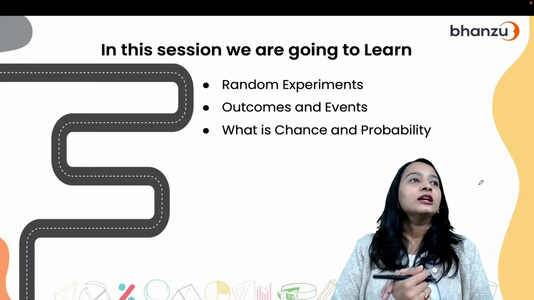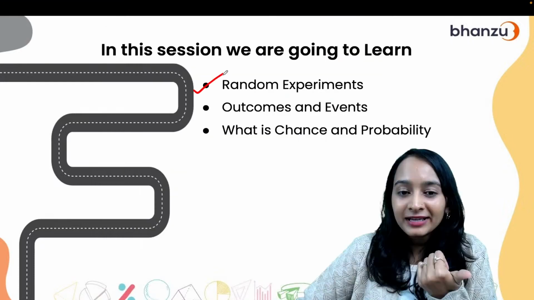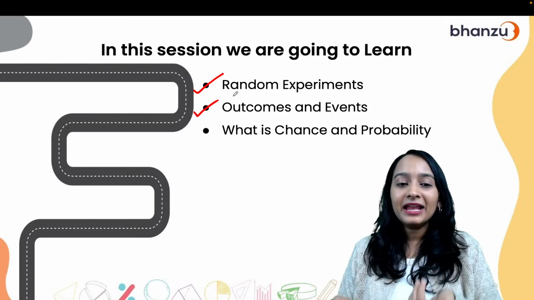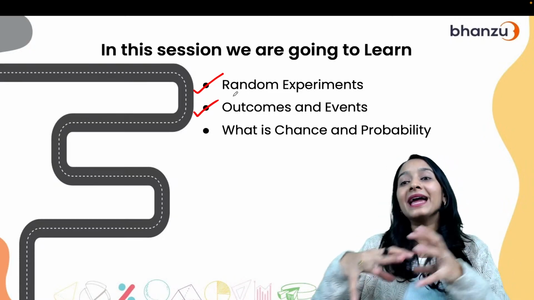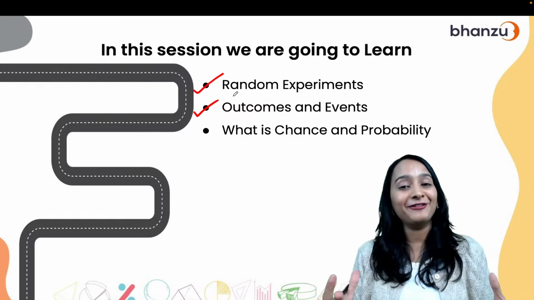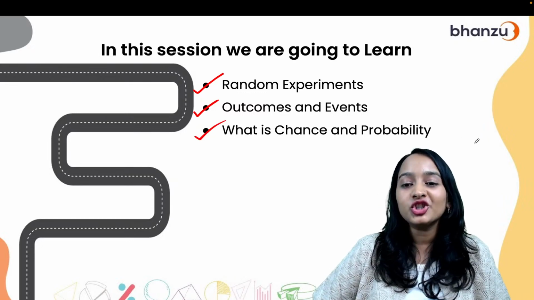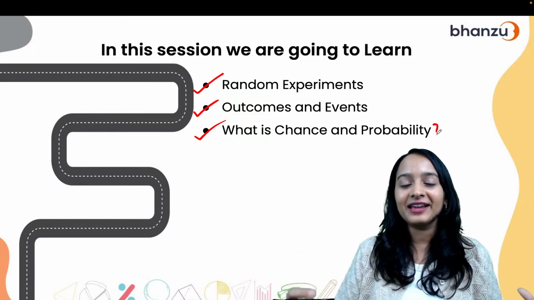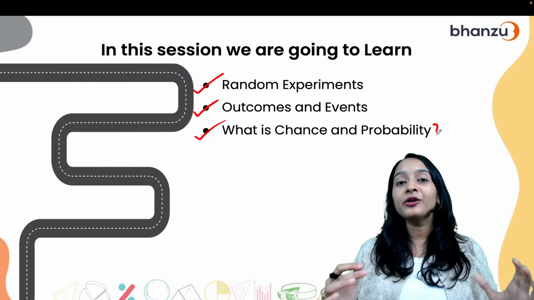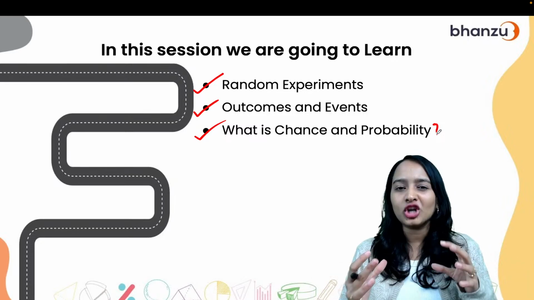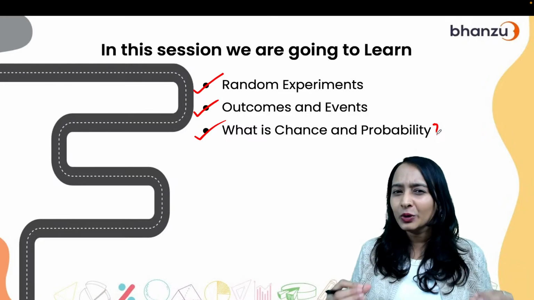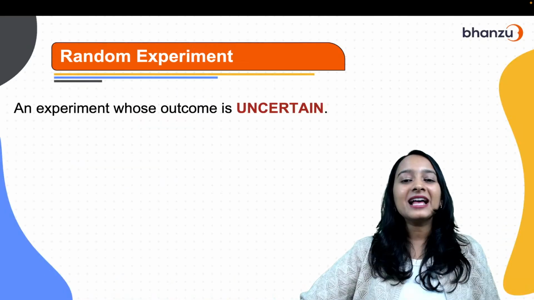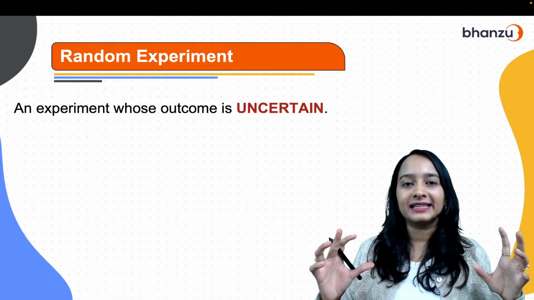Yeah, all good. So today we're going to talk about random experiments, the definition of what exactly I mean by random experiments, and then we will be talking about outcomes and events. What is the definition of an outcome and an event? What is chance and probability, which will be our finale topic, where I am going to talk about the difference between a chance and a probability, or do they actually mean the same? Right? So let us get started with the first topic, random experiment.